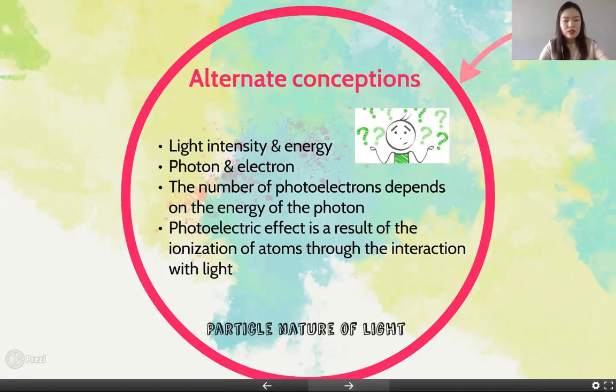The following alternate conception is related to the nature of the photoelectric effect: some students conceive the photoelectric effect as being a result of the ionization of atoms through the interaction with light.